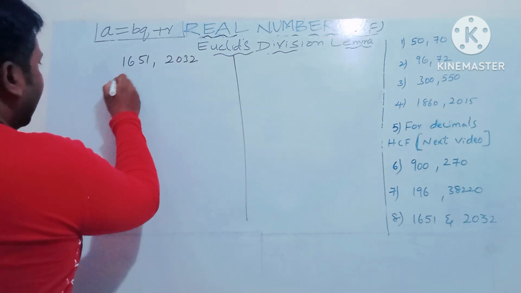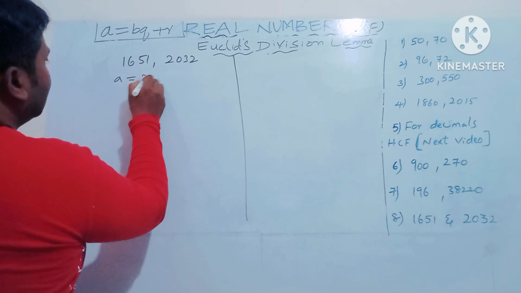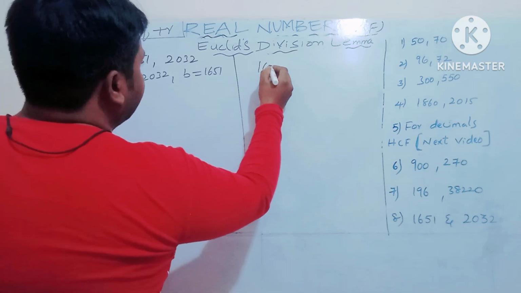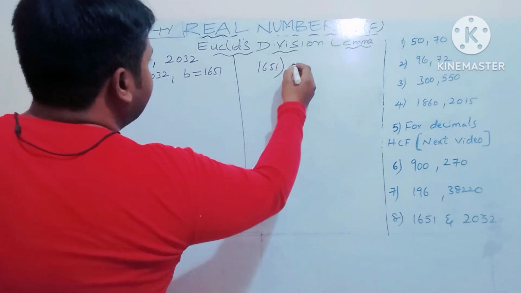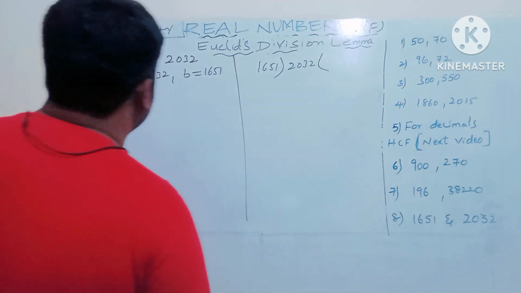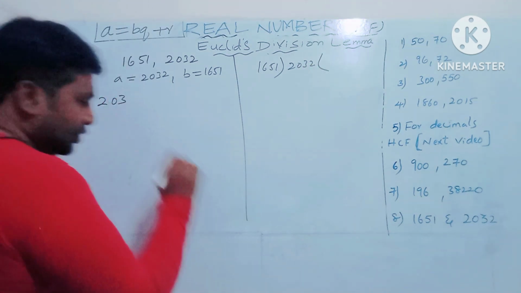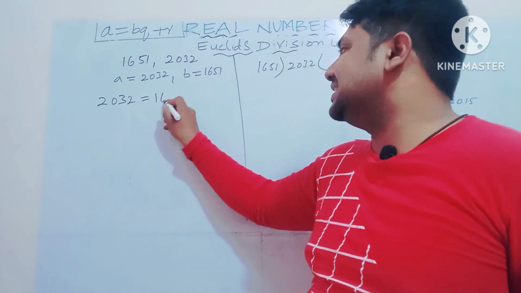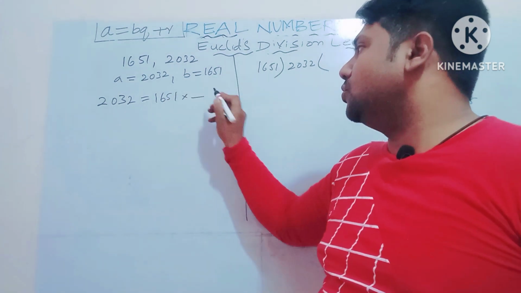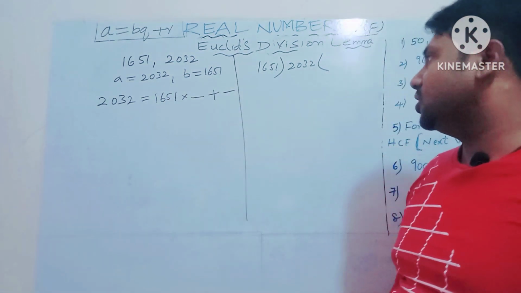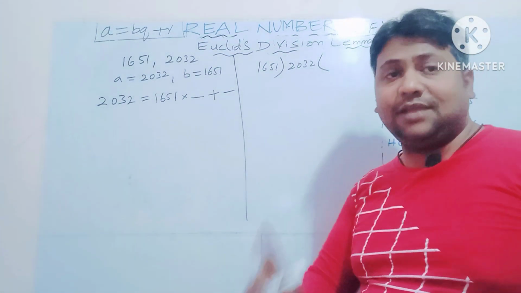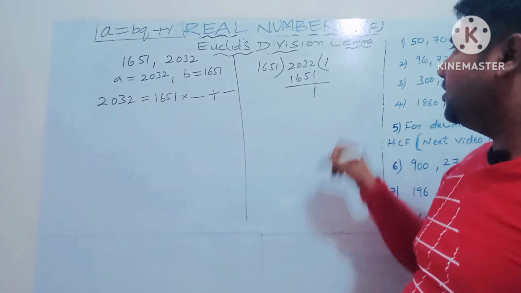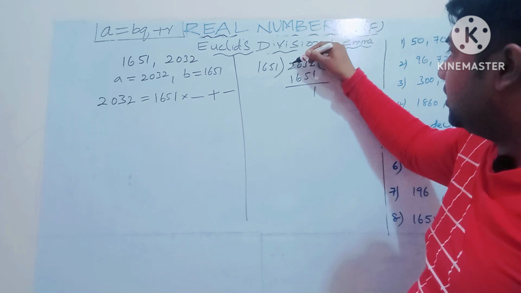So we know that A equals 2032 and B equals 1651. I should divide 2032 by 1651. I can write A equals BQ plus R. So 2032 equals 1651 into the Q value plus the R value. So I can take 1651 times 1. What will I get? 1651. The remainder is 1 here, and then I can get 13.